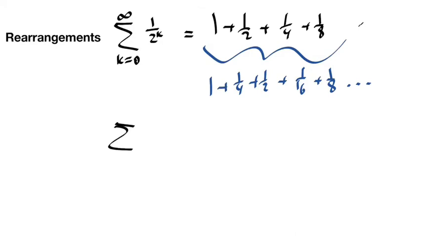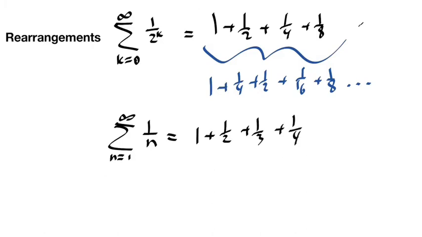If the series diverges, we get all sorts of issues. Because if I have 1 over n, as n goes from 1 to infinity, I could do 1 plus a half plus a third plus a fourth plus and so on. Well, I could rearrange this.